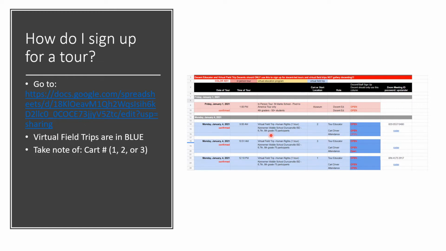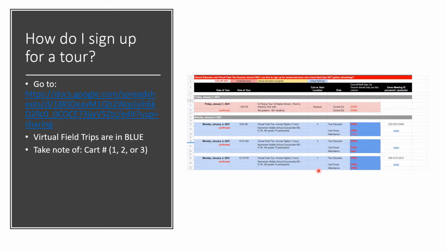You can also see the name of the school or the ISD, the approximate grade, and how many participants you are expecting for that tour. This again is an approximate number and could change depending on the class, etc.